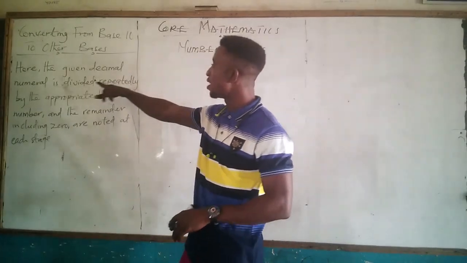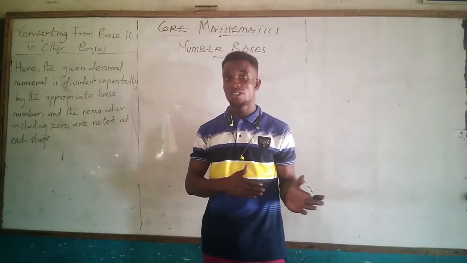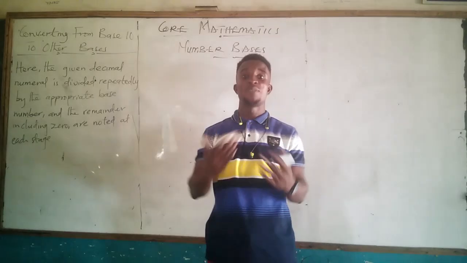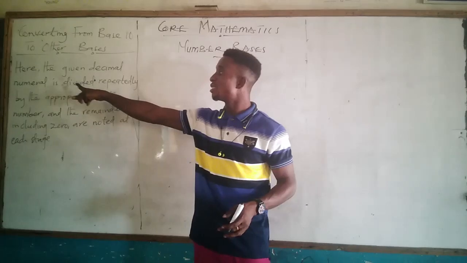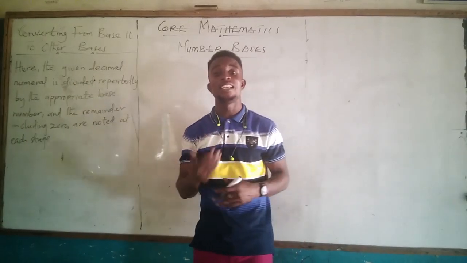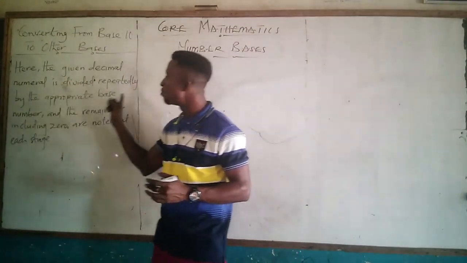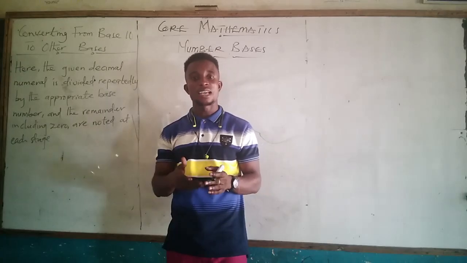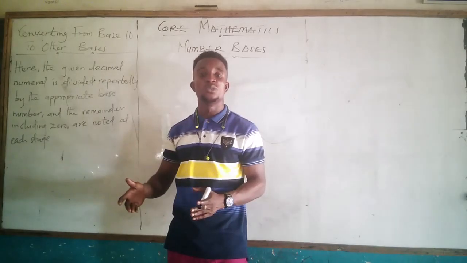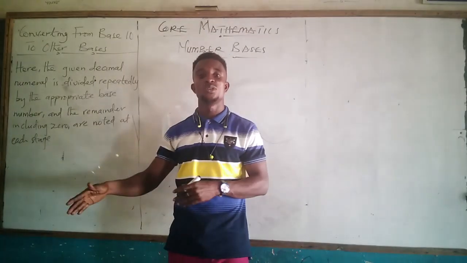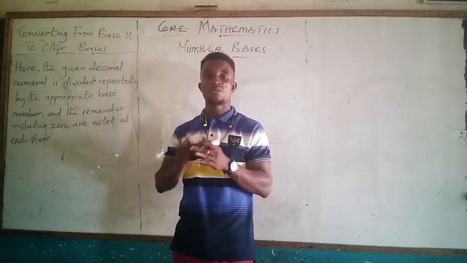So here they're giving a decimal numeral, that is the base 10. In the previous videos, you were given the other base and we were finding the base 10. So here, the decimal numeral is divided repeatedly by the appropriate base number. If you have to convert a given base 10 to, let's say, base 2, then the base number is 2. So we are going to divide the decimal number by the appropriate base number, the base we are going to convert it to.